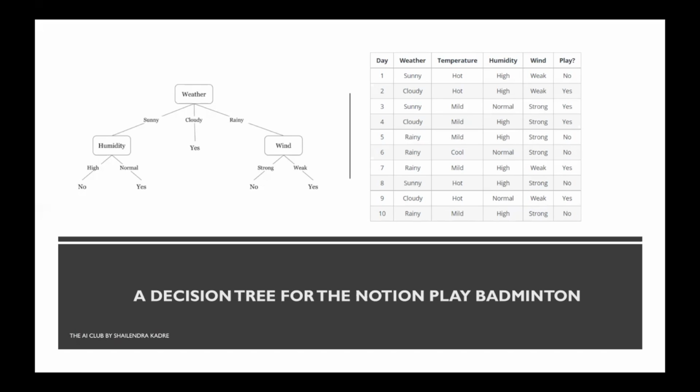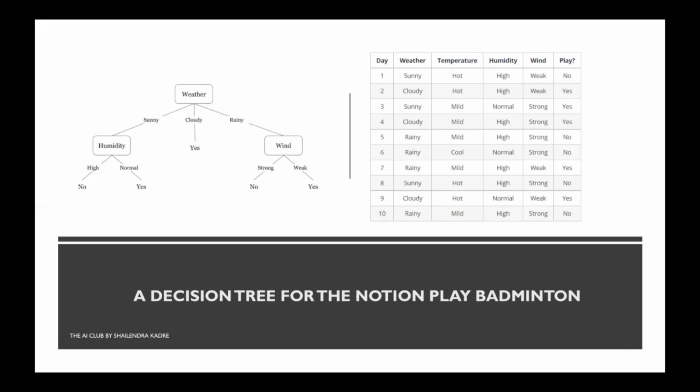Now, what we want to do is create a decision tree. We have picked up the first feature as weather. The weather is a categorical feature and it has three values: sunny, cloudy, and rainy. That is why we have created three branches for weather, corresponding to the three values of this feature.